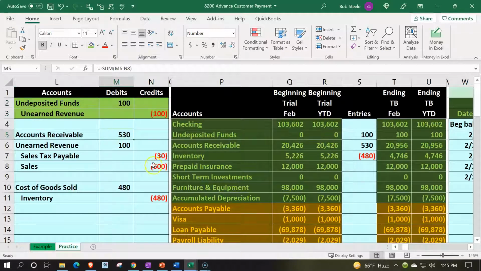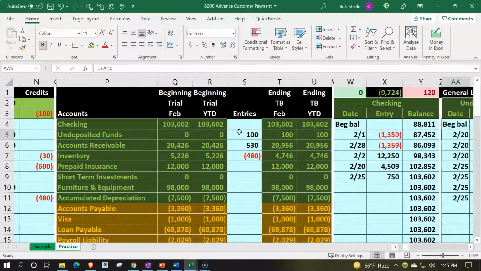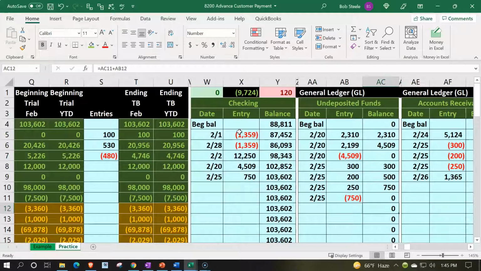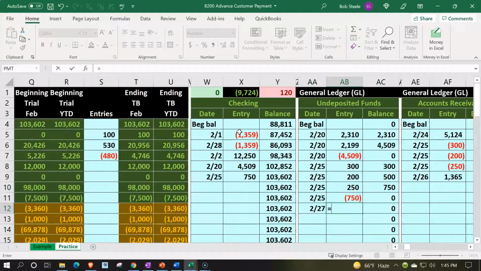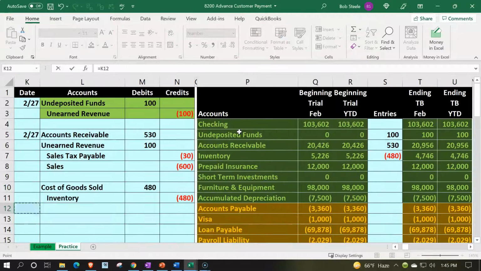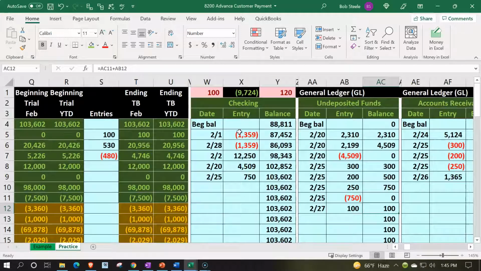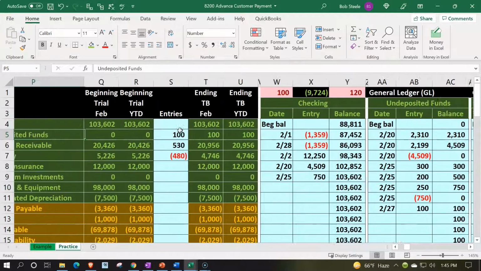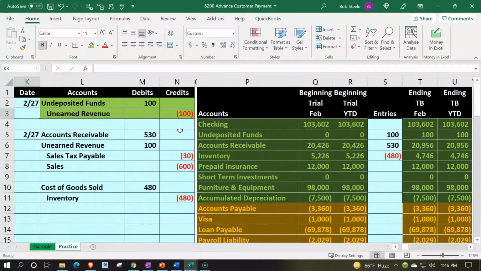To do so, we're looking at undeposited funds. So undeposited funds, second account. We're going to be here in AA12. This happened on 2/27. And then we're in AB12 equals left to the wall, picking up the undeposited funds, taking it up to the $100, matching what's on the trial balance, both the year-to-date and February numbers, given it's a balance sheet account.